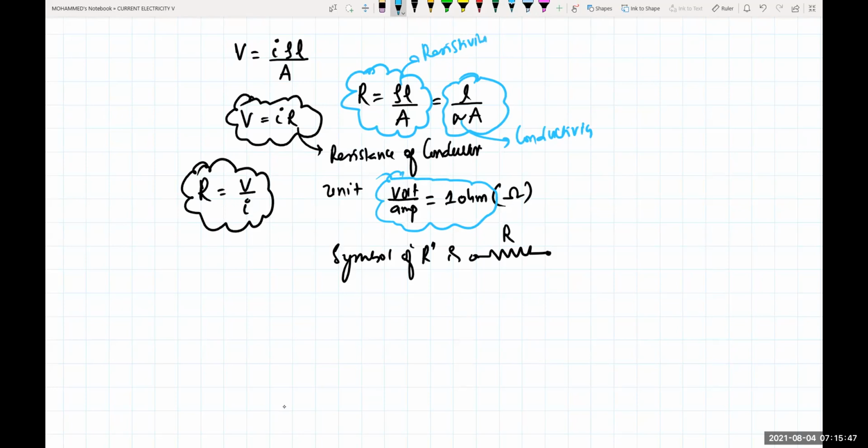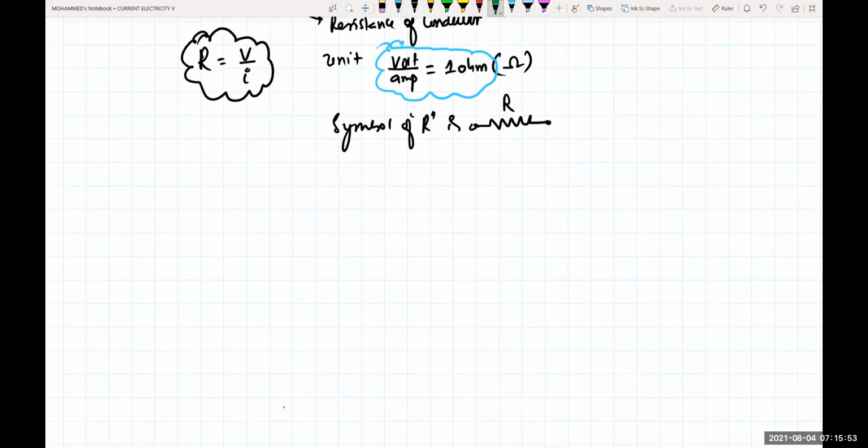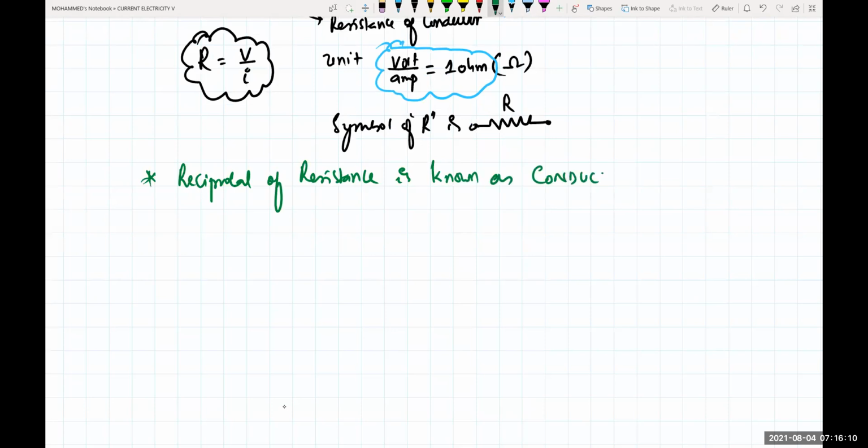That is the basic idea, part of it. Clear? The reciprocal of resistance is known as what, beta? Conductance. The reciprocal of resistance is known as conductance.